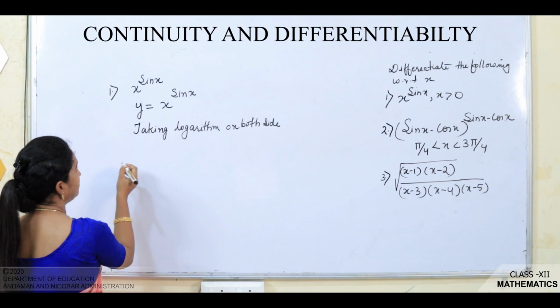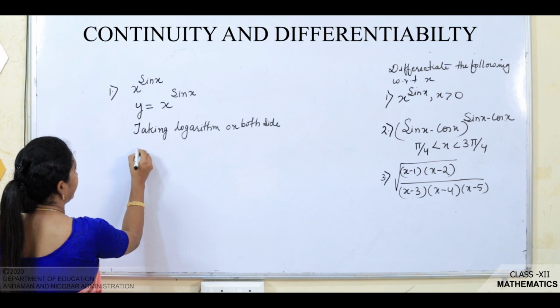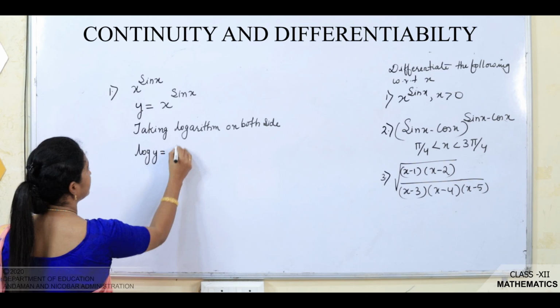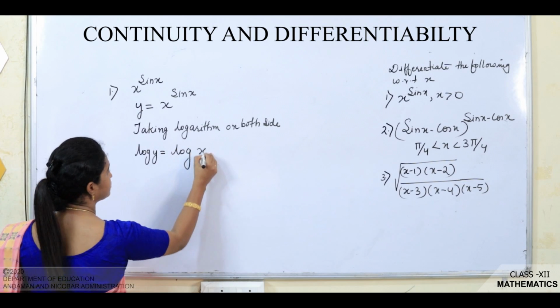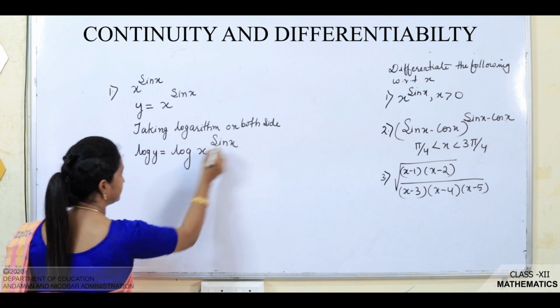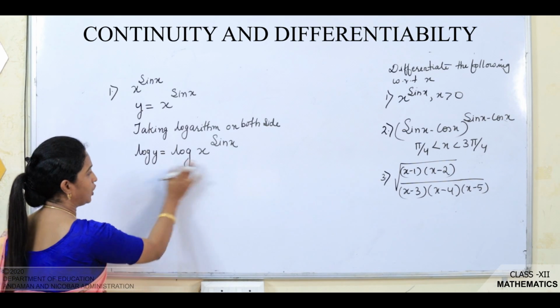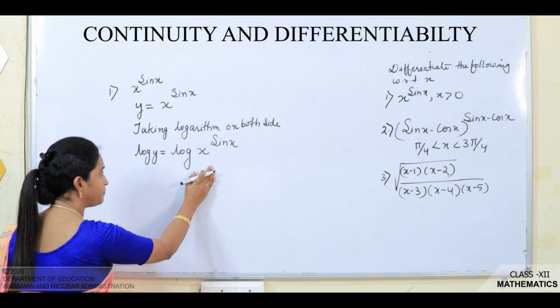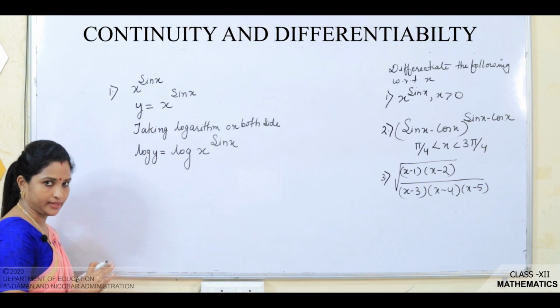When you take logarithm on both sides, you are going to get log y is equal to log x to the power sin x. What I have taken? I have taken logarithm on both the sides. Now after taking logarithm, you have to apply the property.